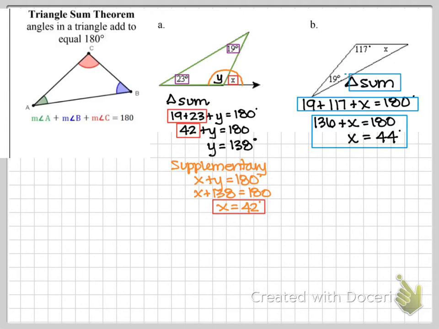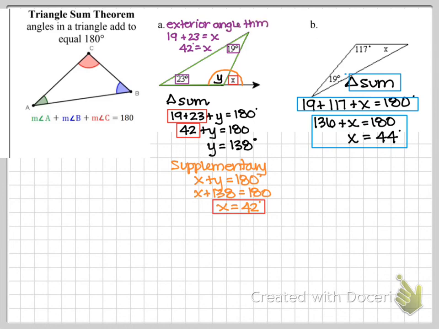We can do, and I'll leave a little bit of space so we can write down the formula or the name of the theorem for this. We can take 19 plus 23, and that's going to be equal to x. So x is still going to give us 42 degrees. And this is called the exterior angle theorem.